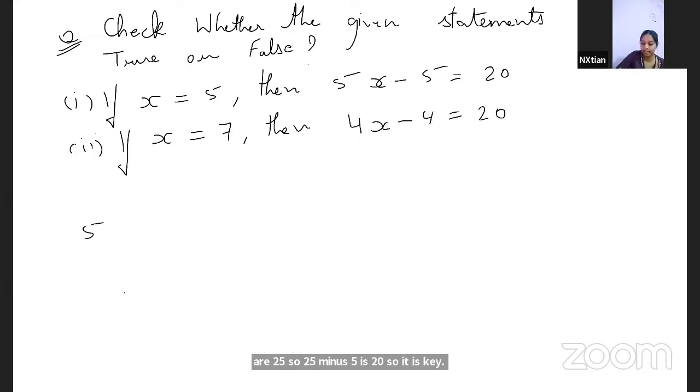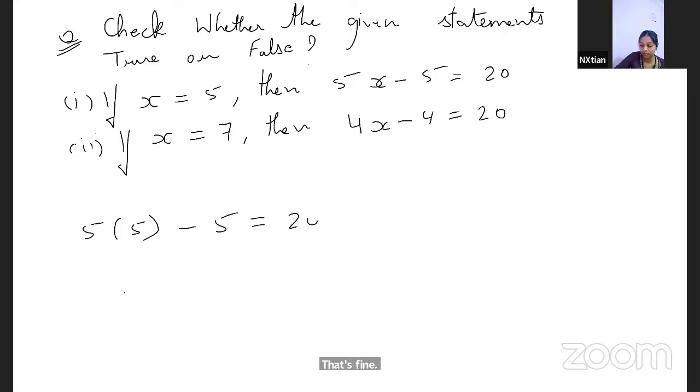See, Zara, x has the value of 5, so we can substitute 5 in the place of x. That's 5 into 5, that's 25, minus 5 equals 20. 5 fives are 25, minus 5 is 20. Okay, so it will be true.